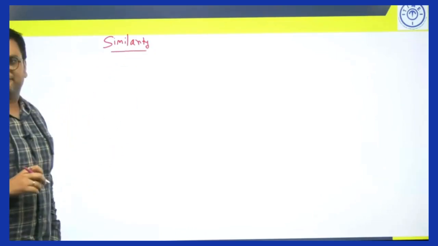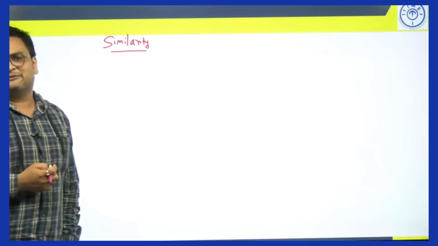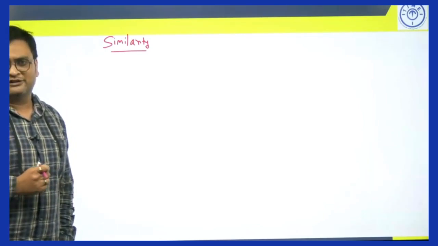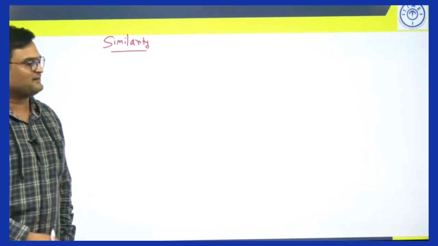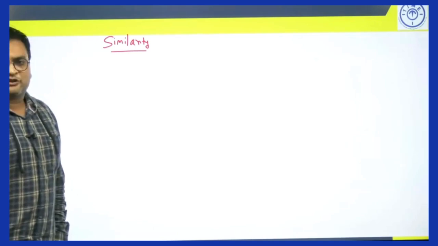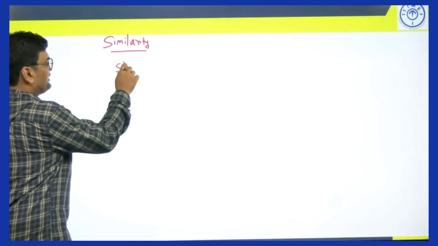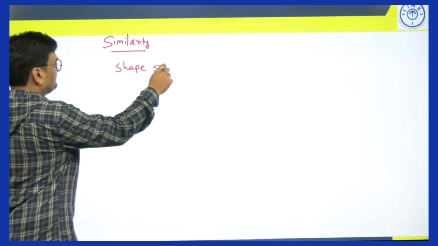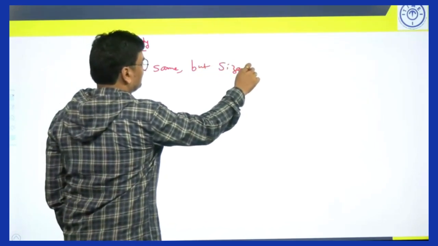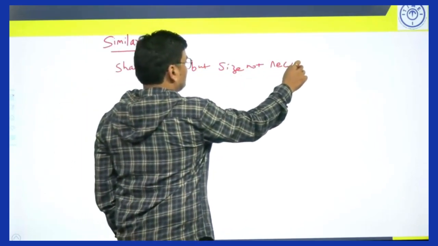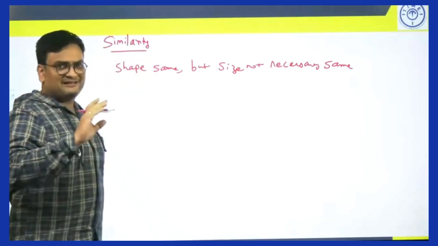similarity of triangles. So what do we mean by similar triangles? What happens in case of a pair of similar triangles? What are the properties that they hold? What is the relation between areas, sides, etc.? Alright, let's try to discuss that a little bit. So what do we mean by similarity? Similar triangles are basically two triangles which have the same shape but size is not necessarily the same. Such triangles are said to be similar.